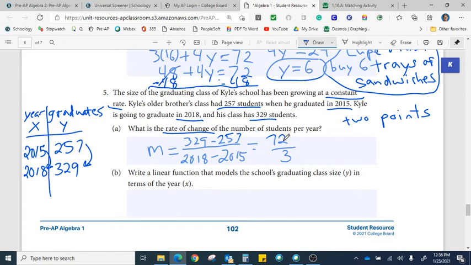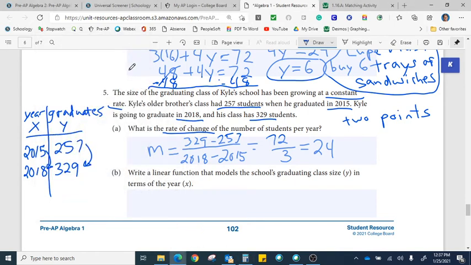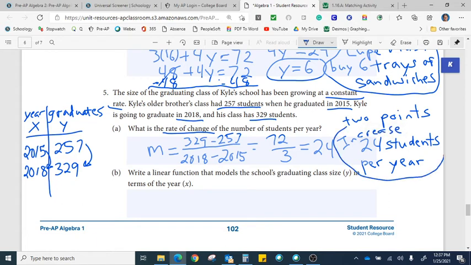72, if I can start recognizing it, 24 goes into 72 3 times. Okay. If I didn't know that, just start putting that in your mind a little bit, start recognizing, seeing the patterns in the numbers. But if I didn't, I just take this and I say 72 divided by 3 gives me 24. All right. Rate of change of number of students per year. So 24 students per year. All right. So 24 students per year, it's an increase of 24 students per year.